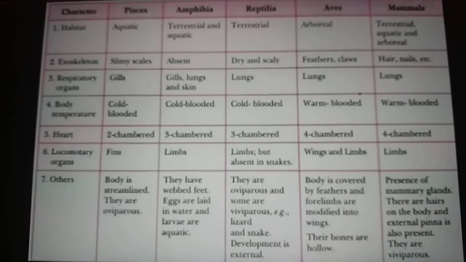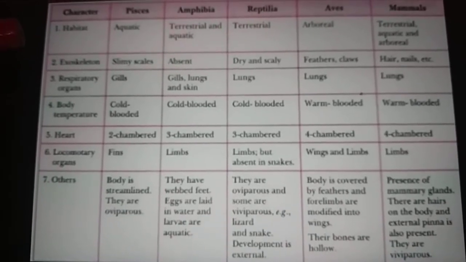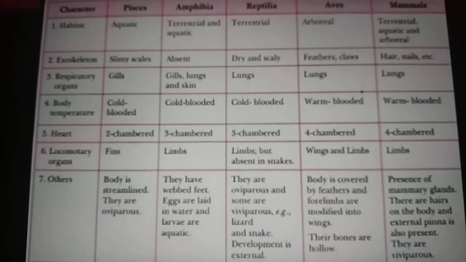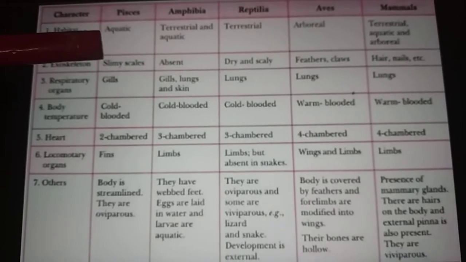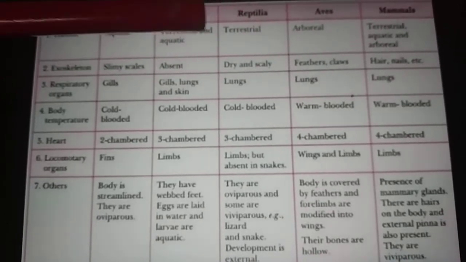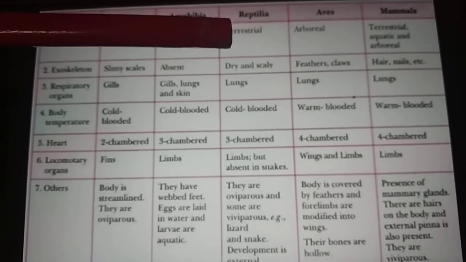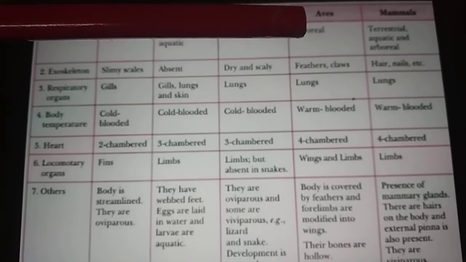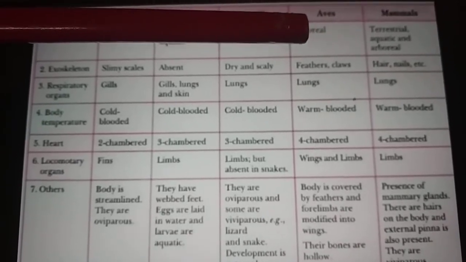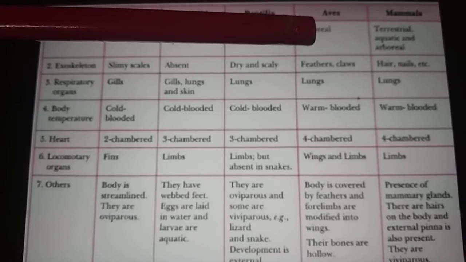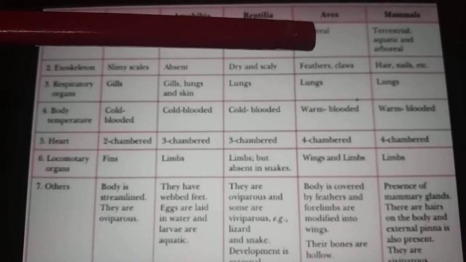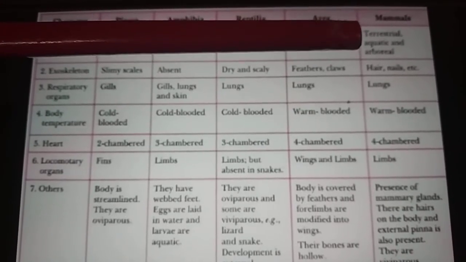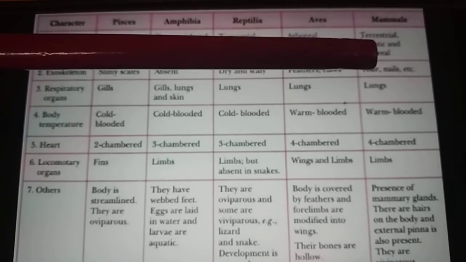Then the third one, exoskeleton. What is exoskeleton? That is the outer part of the animal. In Pisces, you can see slimy scales, scales are present. Amphibia have no scales. Reptiles have dry, scaly skin, scales are present. What about Aves? Feathers and claws are present on the outer layer of the body. What about in mammals? What is present in our body also? That is hair and nails, etc.